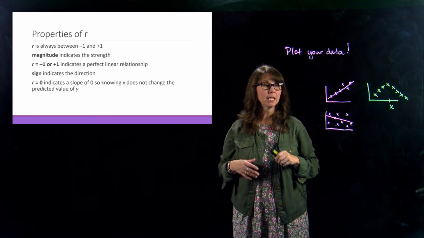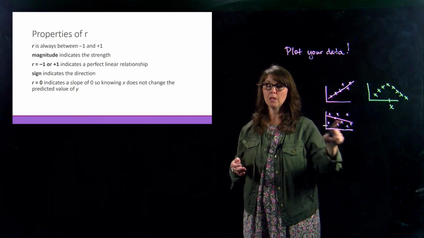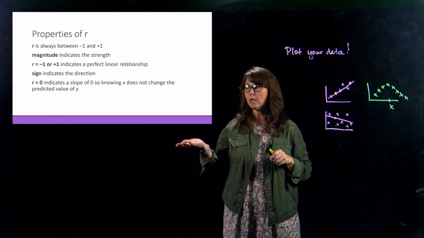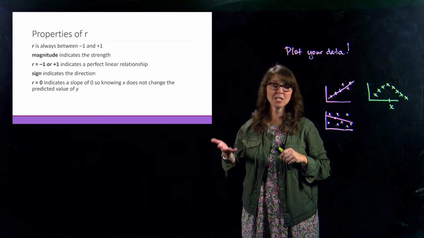The sign indicates the direction. A positive sign means a positive relationship. A negative sign means a negative relationship. An R of 0 indicates that the slope is 0, so knowing X does not predict Y.